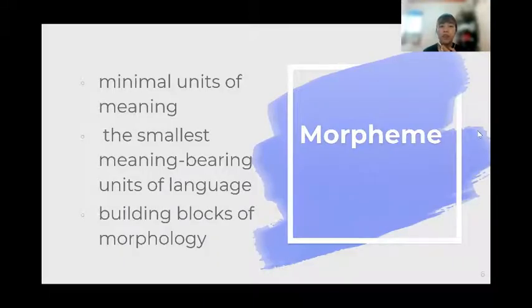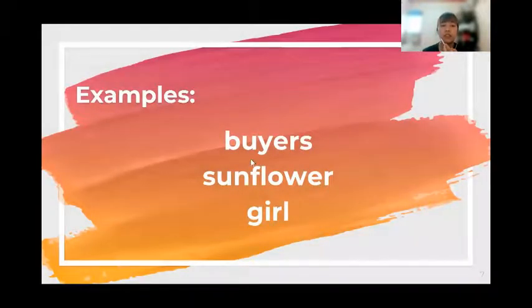So we have the word morpheme. Morphemes are the minimal units of meaning. They are the smallest meaning-bearing units of language and are considered the building blocks of morphology. To illustrate this, we have the words here: buyers, sunflower, and girl. We will try to identify the number of morphemes for each word.